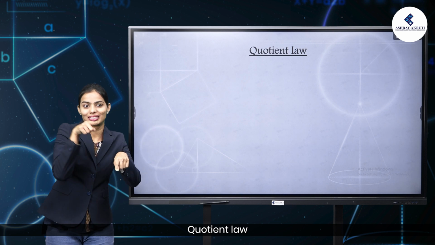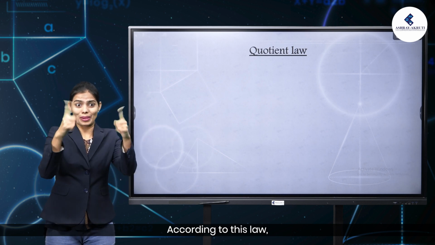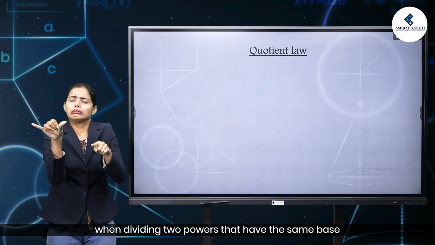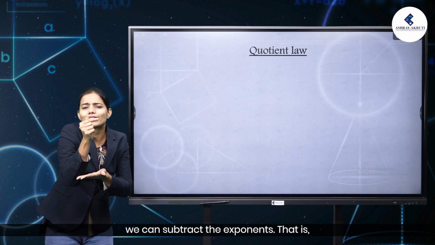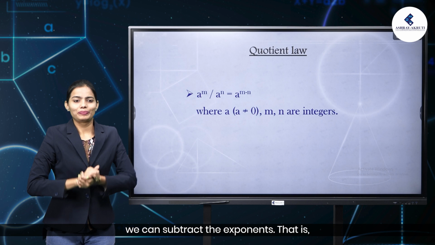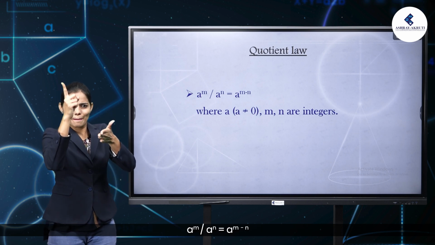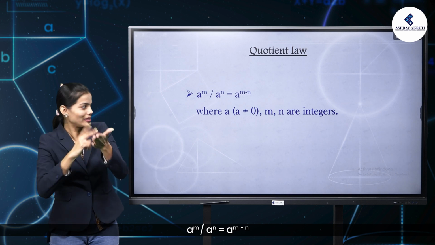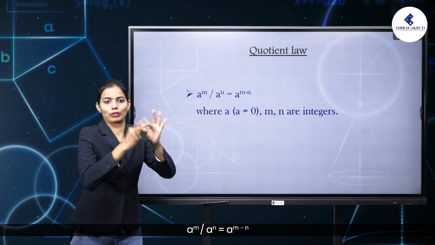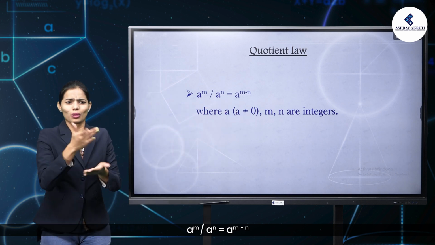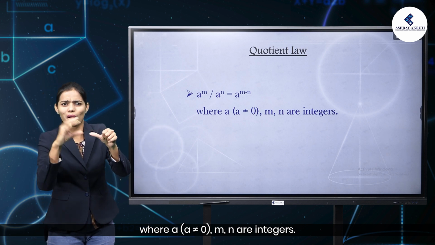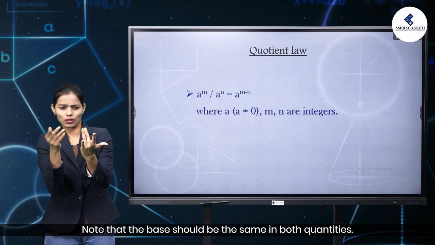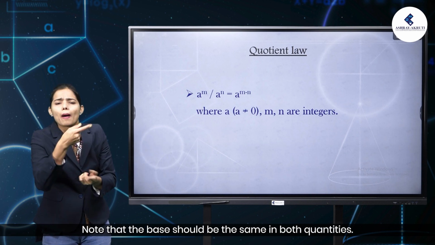Quotient law. According to this law, when dividing two powers that have the same base, we can subtract the exponents, that is, a to the power m by a to the power n is equal to a to the power m minus n, where a is not equal to 0, m, n are integers. Note that the base should be the same in both quantities.